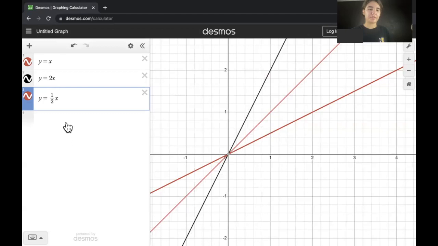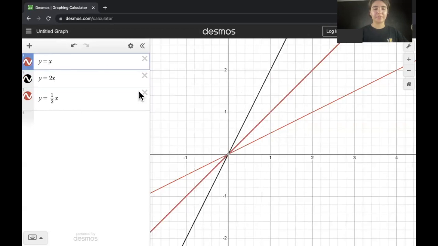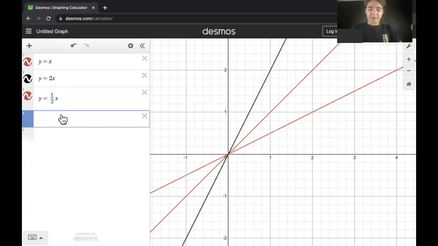So what we're noticing is that when you have greater values right next to the x, multiplying the x, it's going to be a steeper line. And if you have smaller values, like this one is less steep than the 2x, but this 1/2 is less steep than either of those two. So let's see what happens. Well, actually, let's just test that theory.